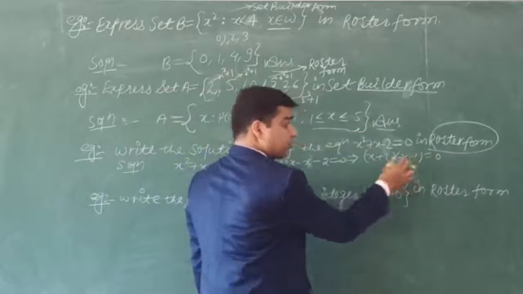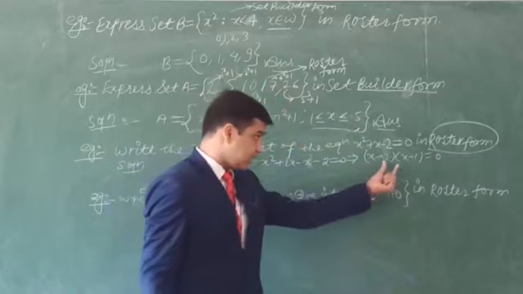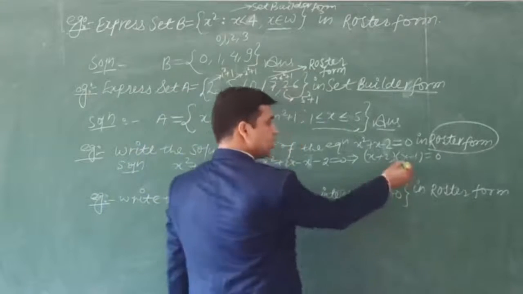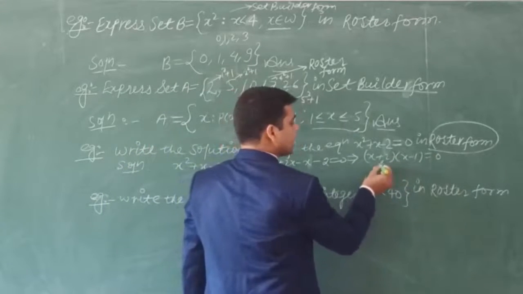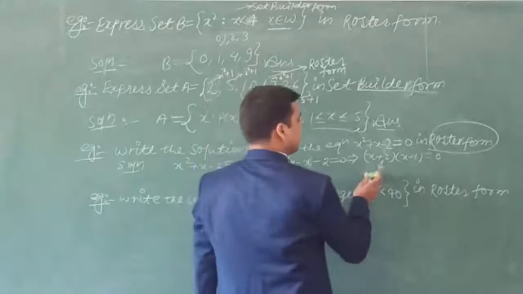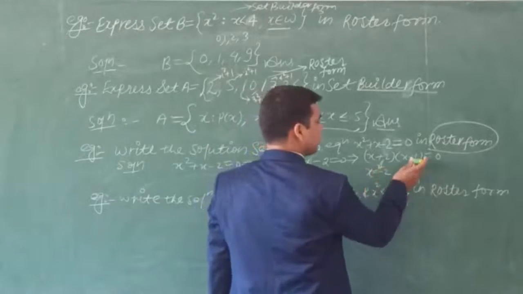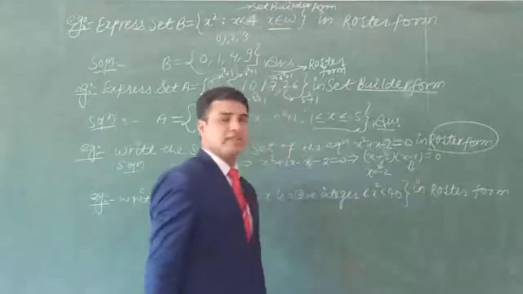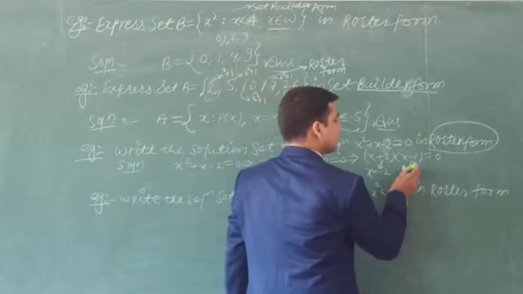Okay, now see this here. We know that if the product of two things is 0, it means this should be 0 or this should be 0. So if you put x plus 2 equals to 0, then you will get x equals to minus 2. If x minus 1 equals to 0, then you will get x equals to 1.